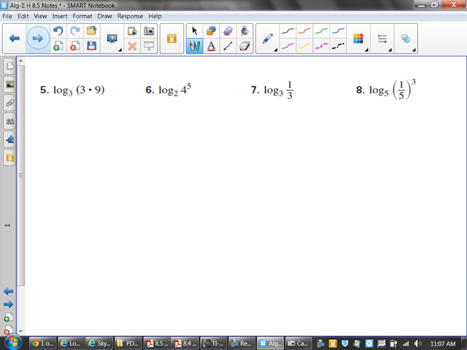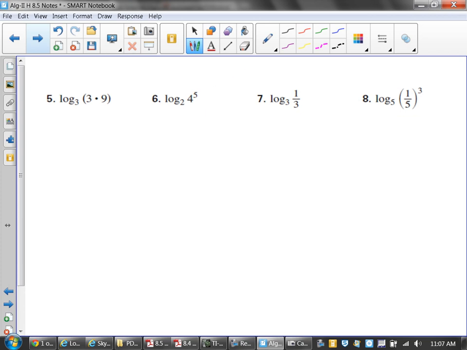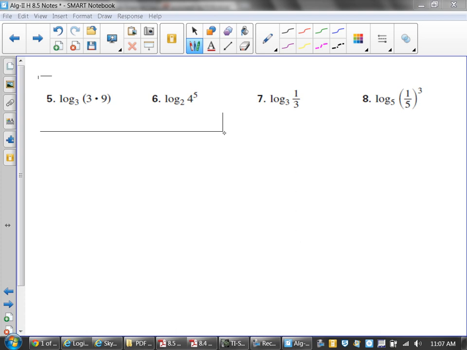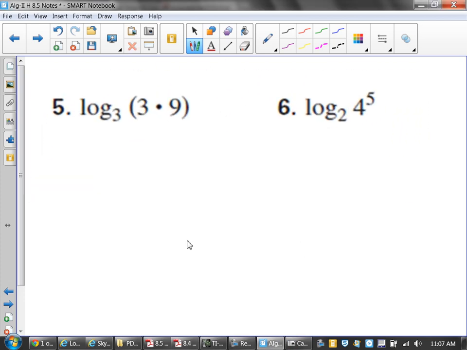Let's try a couple of these on your own then. Let's try these first two. You blow it up a little bit. Try these two. I want you to simplify them. Use these power rules. Use these properties of the logs to simplify those out. Let's see what you get.